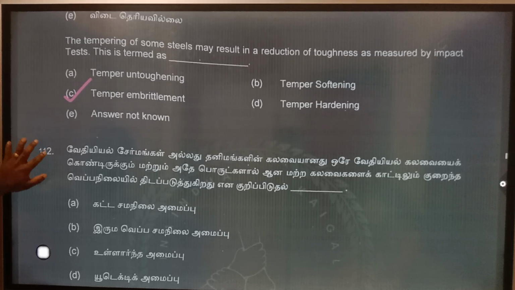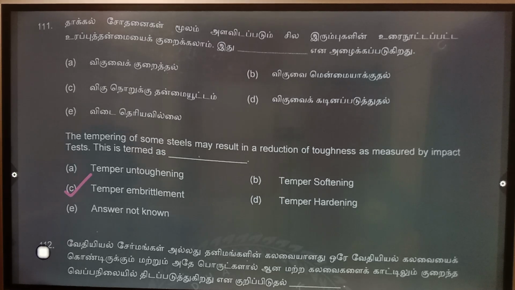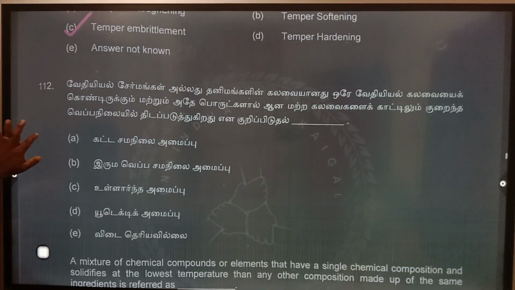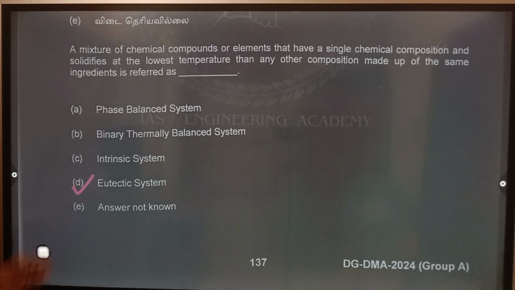111: the tempering of some steels may result in a reduction of toughness as measured by impact test. This is termed temper embrittlement. Okay, C is the answer. 112: a mixture of chemical compounds or elements. Eutectic system is the answer. C. Sorry, D is the answer. Eutectic system.